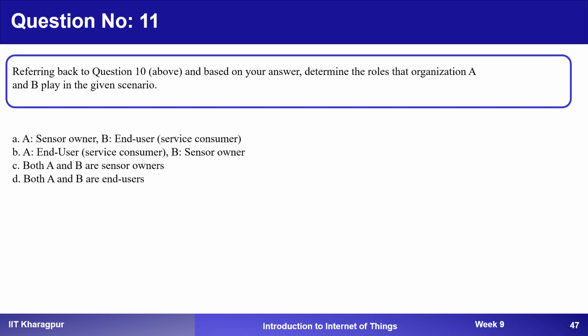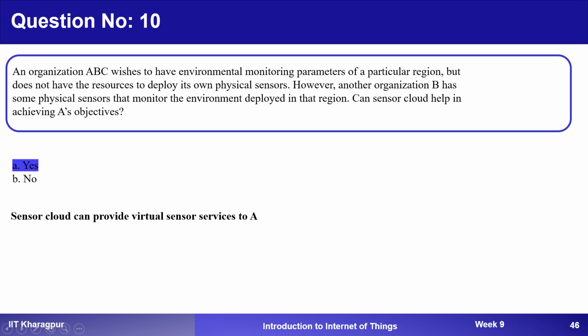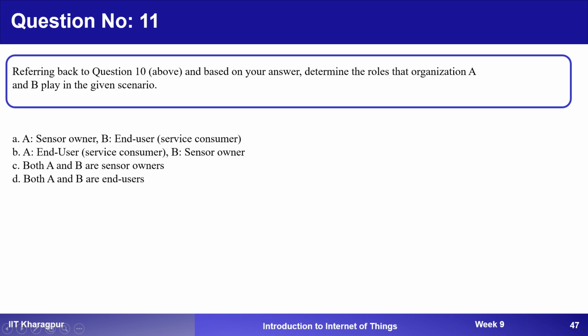Option A, that A will act as sensor owner and B is your end user. Okay, let's check. A wishes to have but doesn't have. So A does not have resources and B has the resources. Okay, B has, which is the correct option? B. Okay.